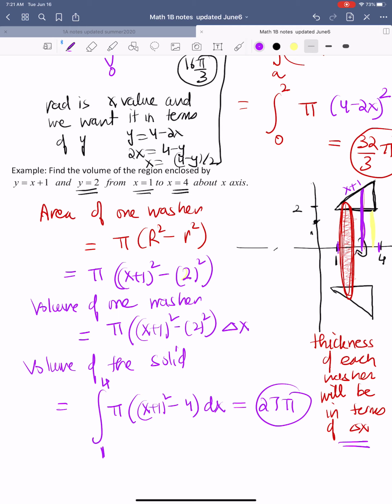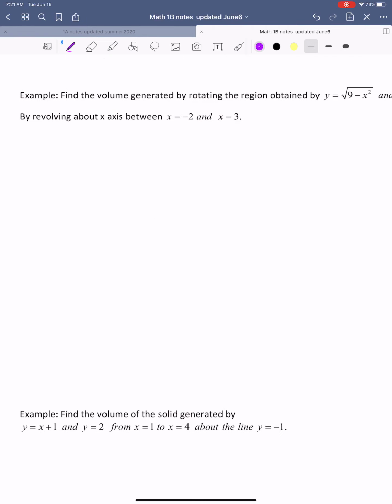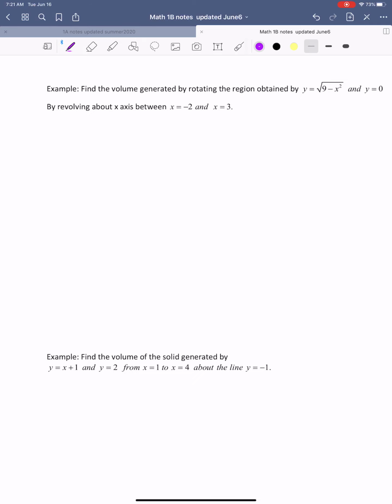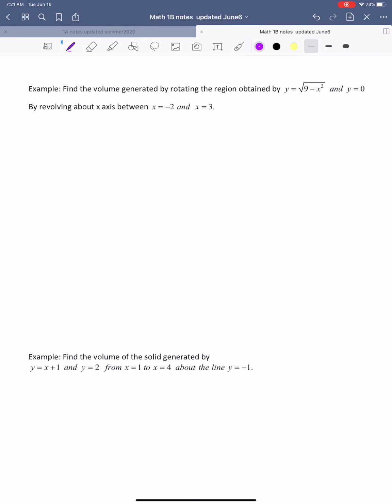You can have some problems with both discs and washers involved in there. Okay, next problem. Here we are. I'm actually going to have you go ahead and try this and check with me when you're done. So I'm going to pause. You try, pause for a minute, try the problem, and we will check back.